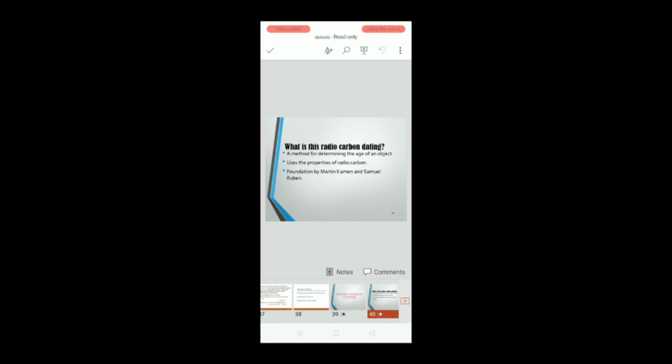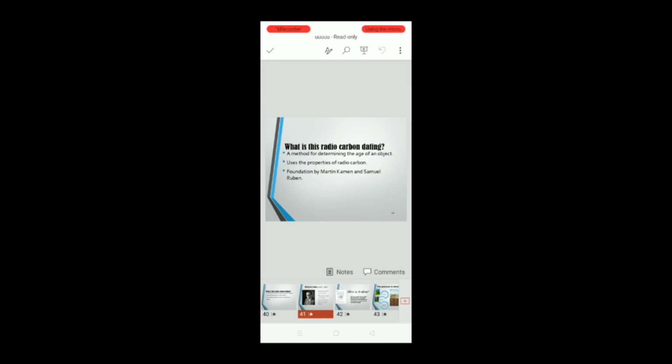Radiocarbon dating is a method for determining the age of an object containing organic material by using the properties of radiocarbon, a radioactive isotope of carbon. The foundation for this radiocarbon dating was laid by Martin Kamen and Samuel Rubin. In 1939, Martin Kamen and Samuel Rubin of the Radiation Laboratory at Berkeley began experiments to determine if any of the elements common in organic matter had isotopes with half-lives long enough to be of value in biomedical research. They synthesized carbon 14 and soon discovered that the atom's half-life was far longer than had been previously thought.